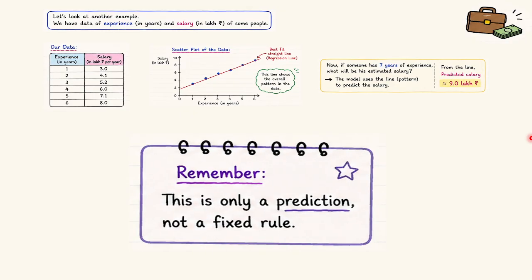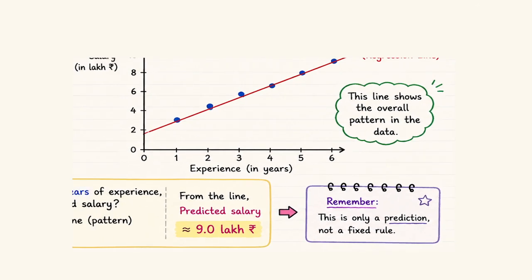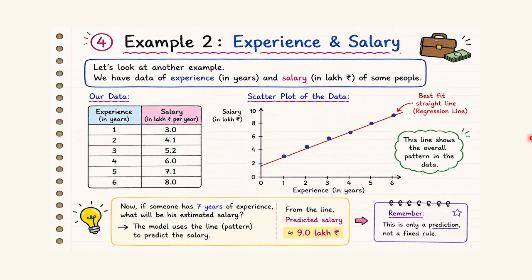Again, this is only a prediction, so there is no fixed rule that says that 7 years of experience means exactly 9 lakh rupees salary per year, right? Salary can depend on many factors. So whenever a machine learning technique makes a prediction, we should always remember that it is an estimated value and not a fixed rule, right? So this is all about experience and salary example.